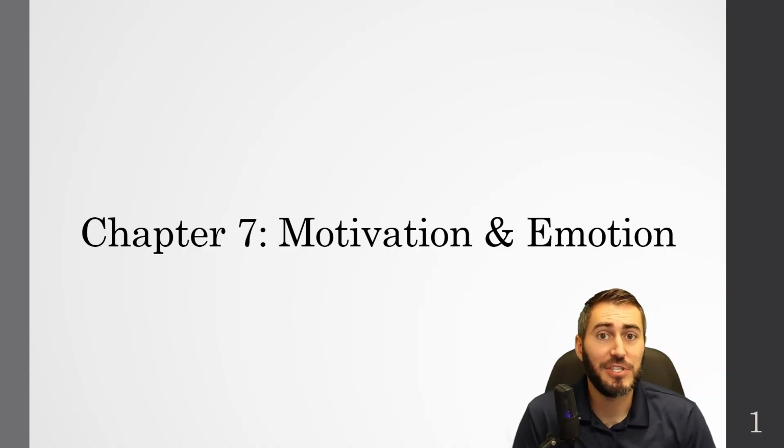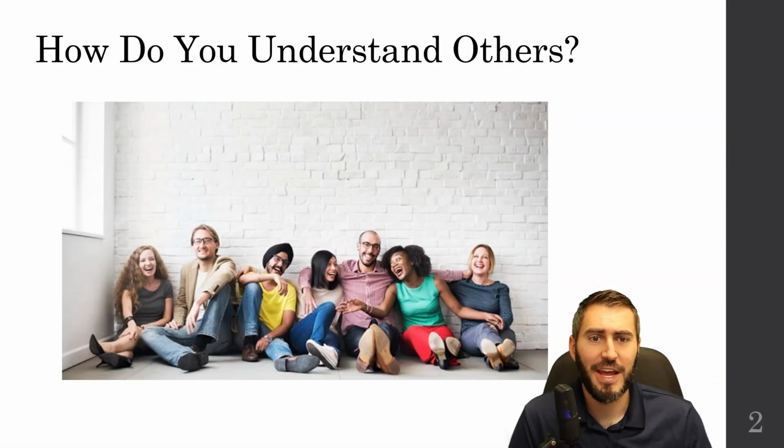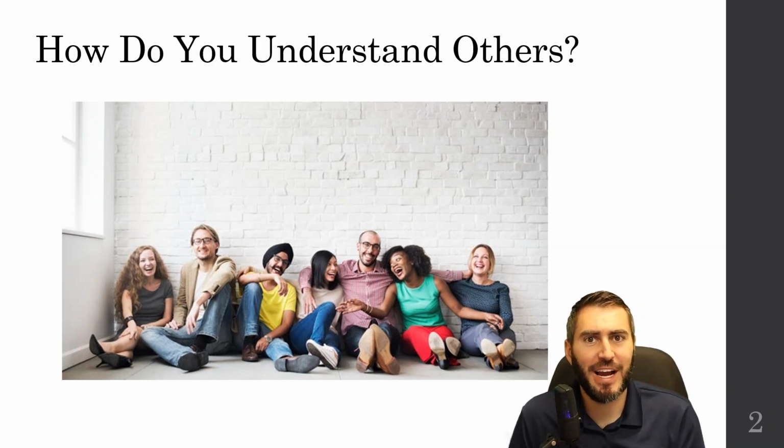All right, so chapter 7, motivation and emotion. Let's talk through a little bit of this. We're going to start first looking at emotions and talking a little bit about that. So how do we understand others? How do we understand other people's emotions, how they're feeling, how they're expressing these different types of thoughts and feelings and behaviors? And when we look at this image, we can see a lot of different things that help us understand what emotions these people might be feeling.